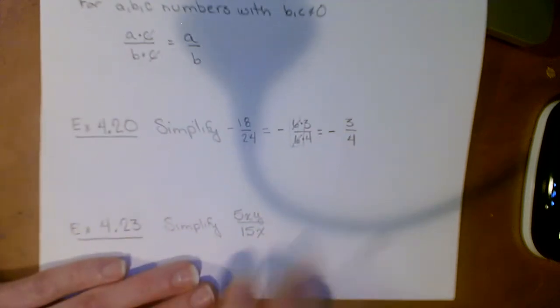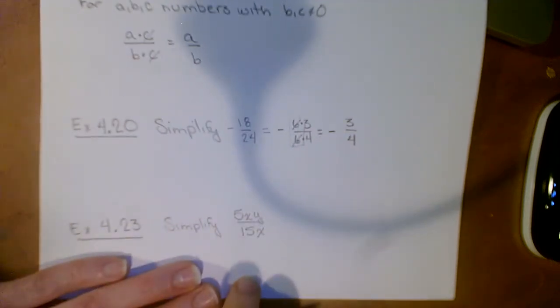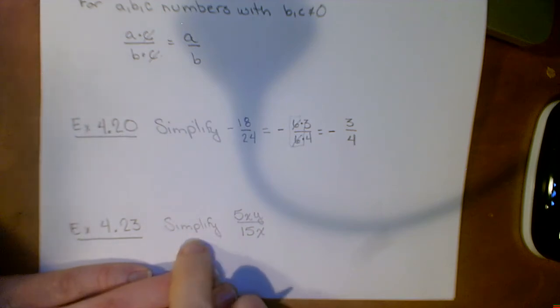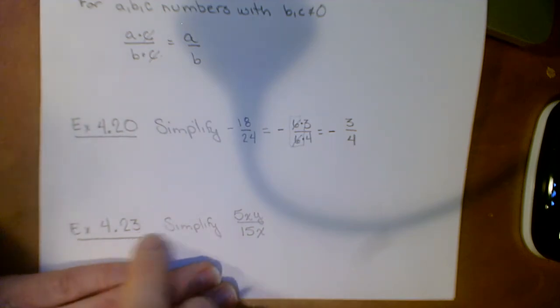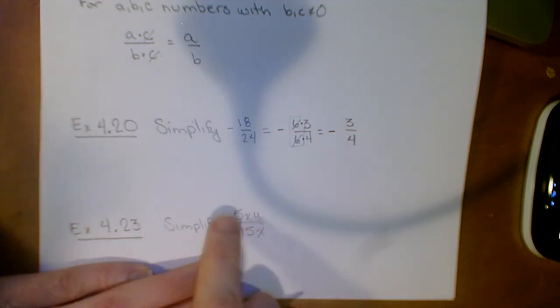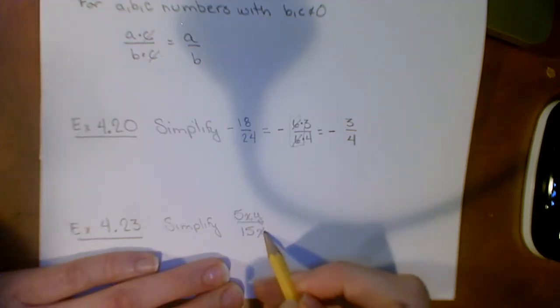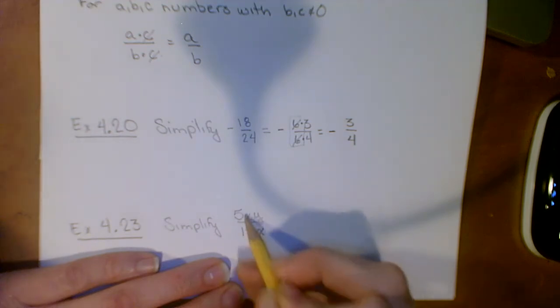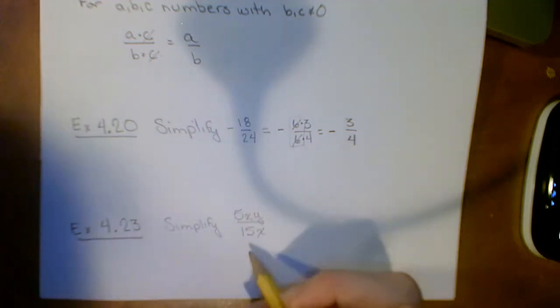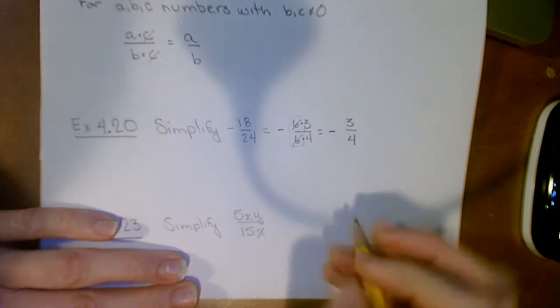Let's see how this works in another example, one which contains variables. This is 4.23 in your book. Let's simplify the fraction 5xy over 15x. First of all, notice that there's a common factor of x in both the numerator and denominator, and also the coefficients, the number part, should have a common factor of 5.